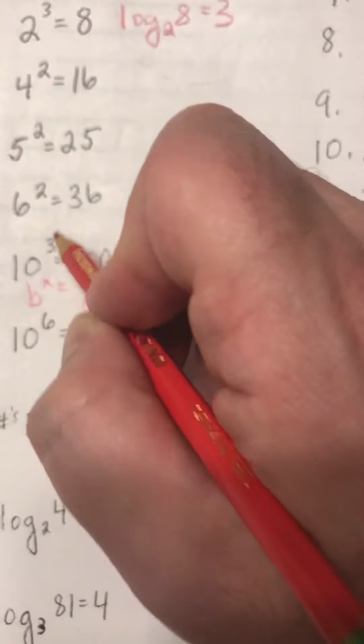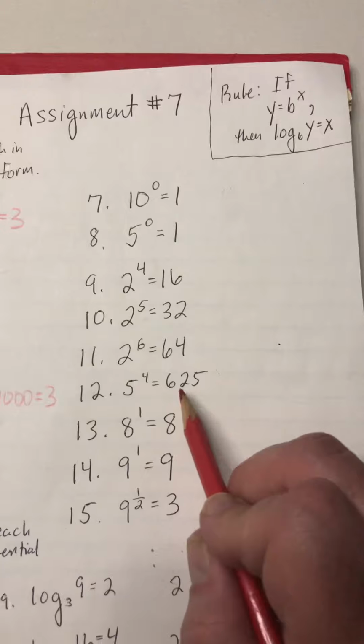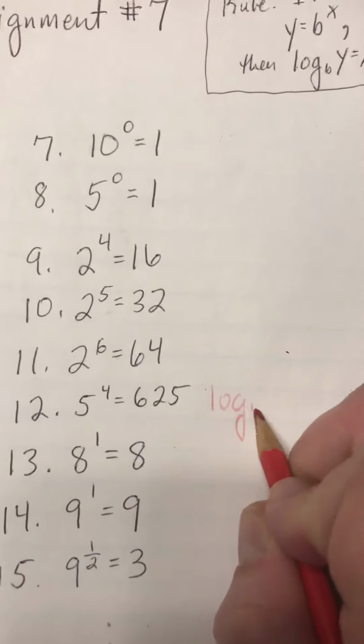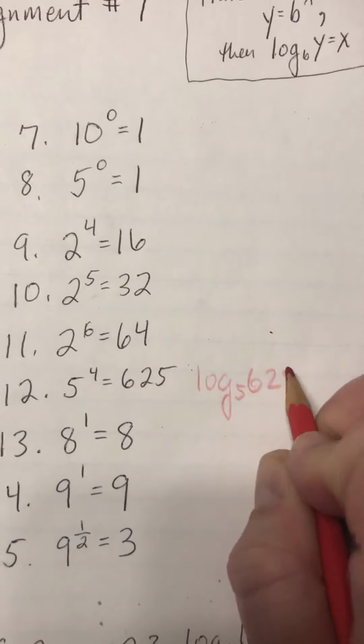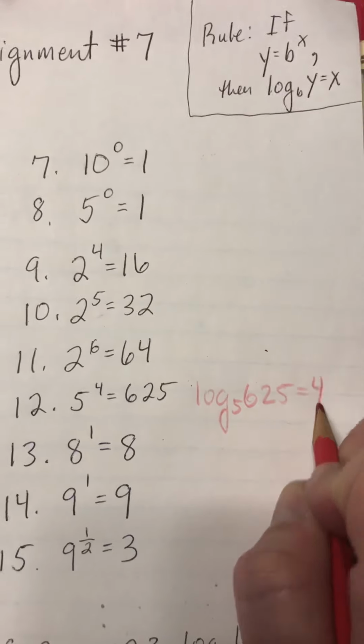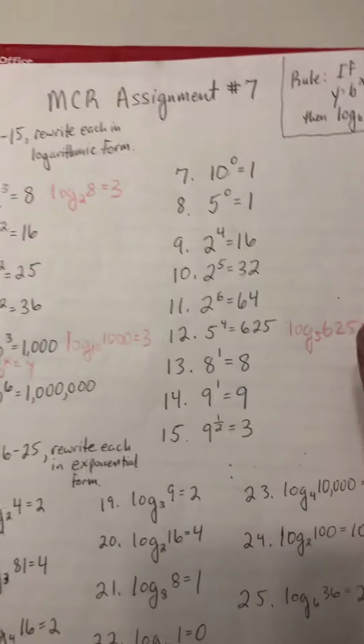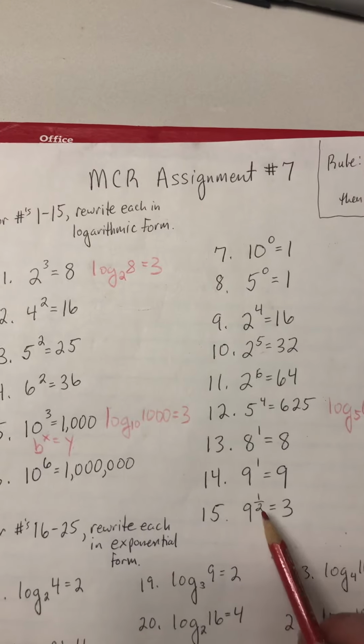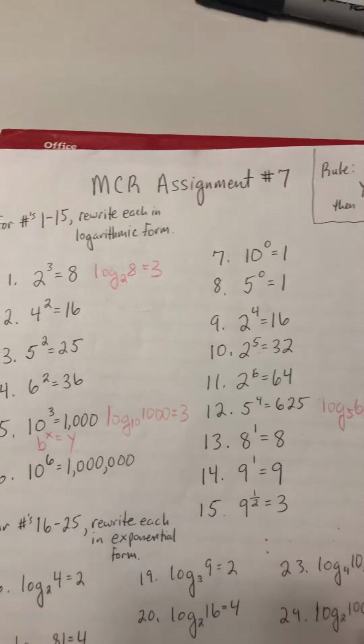Let's try number 12. 5 to the 4 equals 625. I just write that as log base 5 of 625 equals 4. All right, so that's pretty much straightforward there. Number 15, I just want to see what you can do with that fraction over there. All right, 16 to 25.